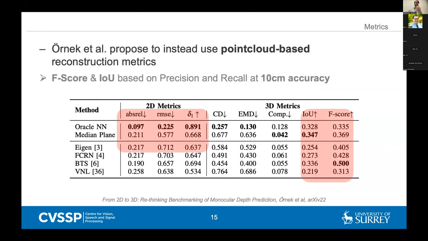So this paper by Ornek et al. proposed that instead of using what we call image-based metrics, we should use point cloud-based reconstruction metrics. For example, they proposed using things like F-score or intersection over union based on precision and recall, where you assume that if a point is within 10 centimeters of the ground truth, it has been correctly reconstructed. One of the things they find is that if you use some pretty standard baselines, for example Oracle NN, which simply retrieves the closest image in the training data set to the test image, or a median plane where the whole scene has a single value, then these simple baselines can actually perform better than our trained models.